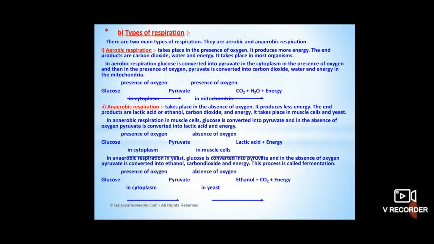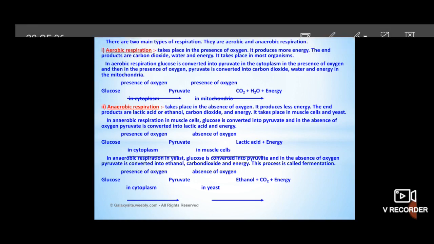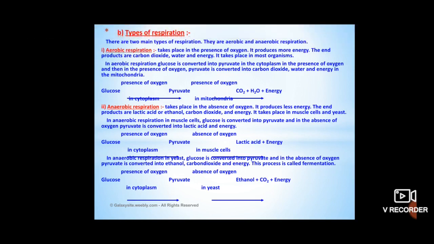Anaerobic respiration takes place in the absence of oxygen and produces less energy as compared to aerobic respiration. What are the end products we get in anaerobic respiration? Lactic acid or ethanol, carbon dioxide and energy. Let us discuss a few examples related to anaerobic respiration. It takes place in muscle cells as well as yeast.